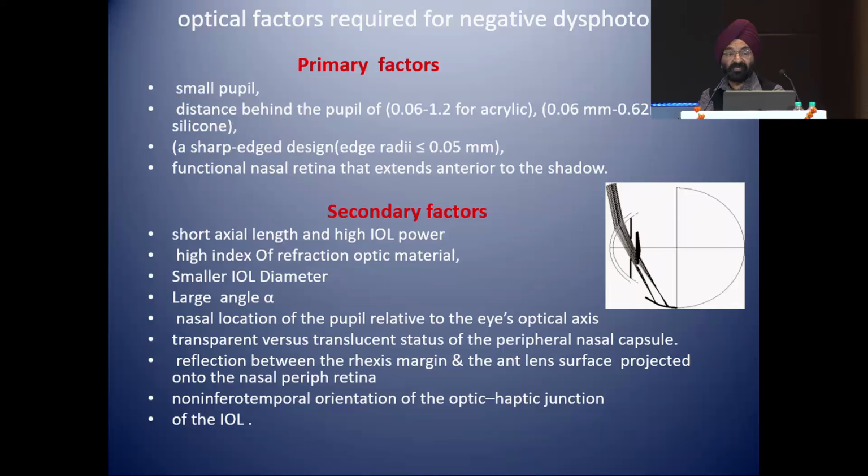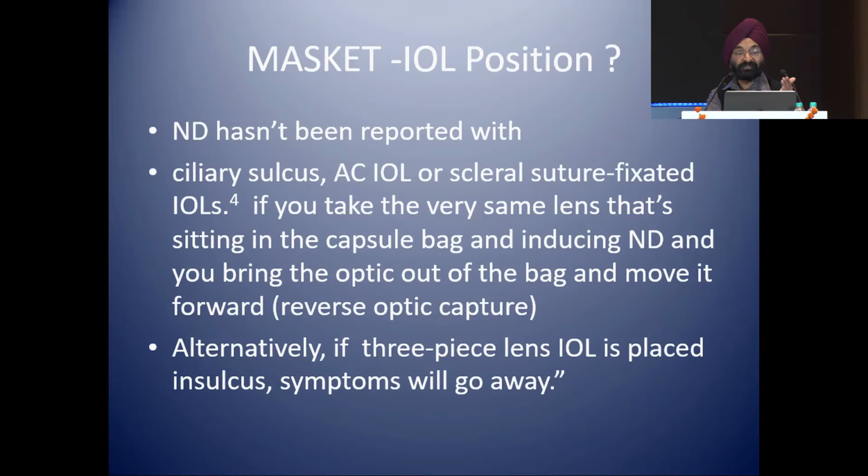A sharp edge design, a functional nasal retina that extends much more anterior to the shadow, and secondary factors are short axial length, high intraocular lens power, high index of refraction like 1.55, small IOL diameter, large angle alpha, nasal location of the pupil, transparent state of the peripheral nasal capsule, and non-inferotemporal orientation of the optic-haptic junction, which I'll explain subsequently. Masket said IOL position is responsible.